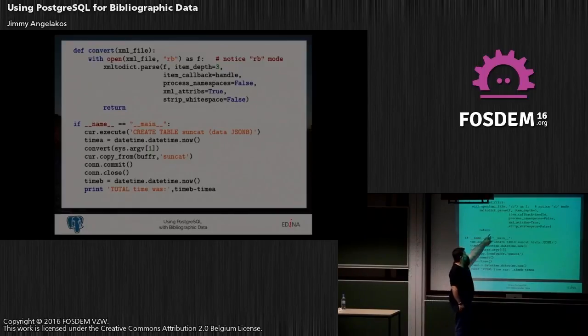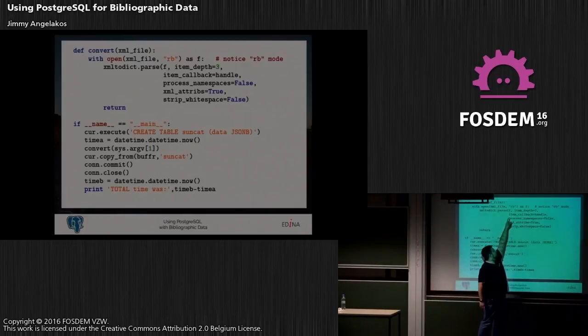Now, the convert function just opens the file, and you will notice that we need to open it in read binary mode because we don't care if we are to treat it as text or Unicode or anything else. And we just send it to the parse function of XML to dict. We do keep our white space because we need it. We do keep our XML attributes because we need them. And we don't need to care about namespaces. And of course, we use the callback function that we defined just before that.